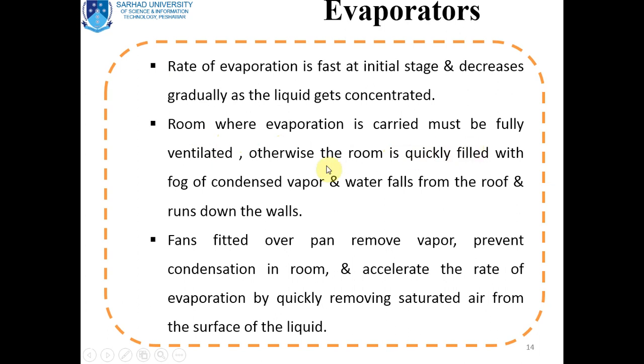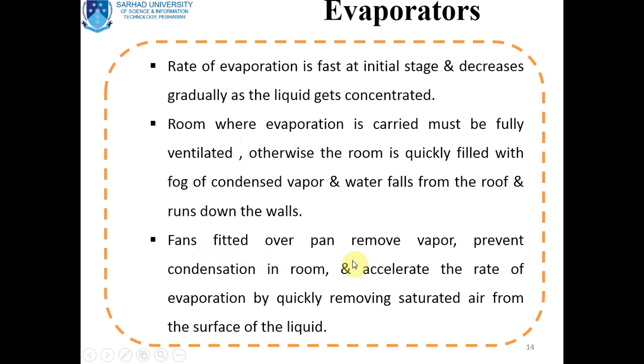The room where evaporation is carried out must be fully ventilated, otherwise the room is quickly filled with fog of concentrated wet vapor, and water falls from the roof and runs down the walls. That's why we have to ensure full ventilation of the room, because if we have no proper ventilation system, then the room will be filled abruptly with the fog of condensed vapors, and water falls from the roof and runs down the walls of that particular room. So the ventilation system should be properly managed.